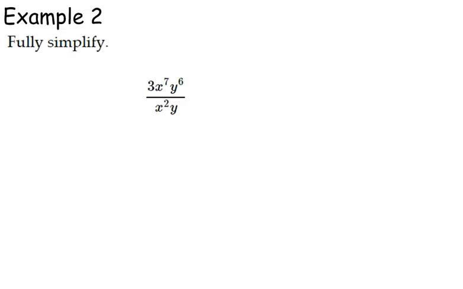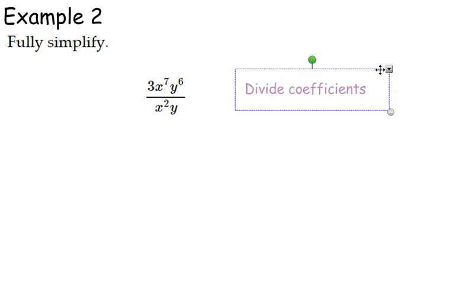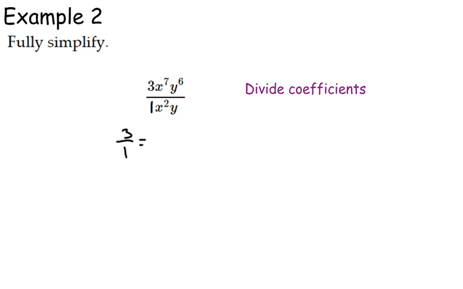Let's try another example. Fully simplify. So here we have some exponents. So we got 3x to the 7th, y to the 6th, divided by x squared times y. And we're going to begin by dividing the coefficients first. Now remember, there's an invisible coefficient of 1 here. So the first thing we're going to do is divide the coefficients. That's 3 divided by 1, that's equal to 3.